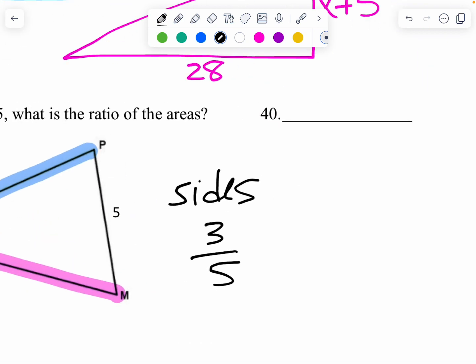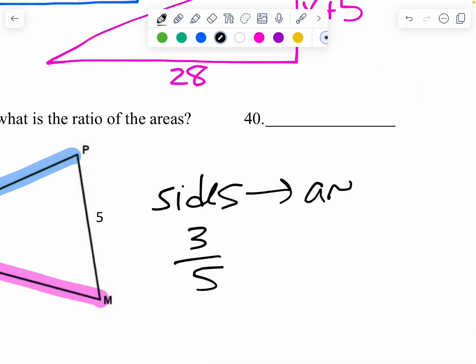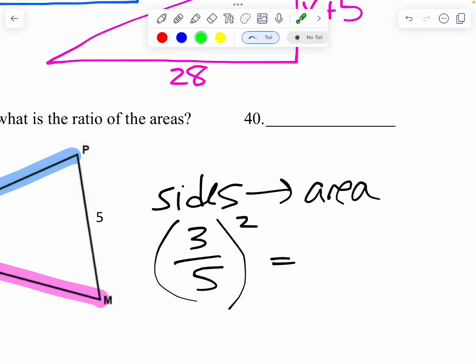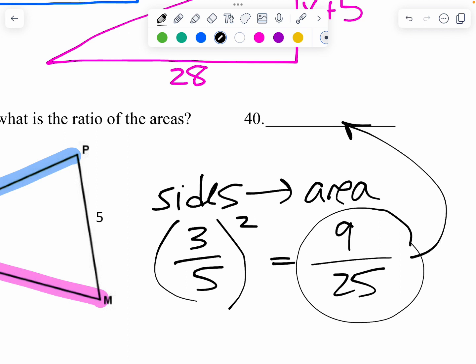But keep in mind that when we measure area, we take the side lengths and we square them. Because area is always in like inches squared, units squared, miles squared, square feet, whatever it is. So we just have to square both of those numbers because I'm going from sides and I need to figure out what the area is, which means square it. So when I take 3 squared, that doesn't mean 3 times 2, it means 3 times 3. You multiply it by itself and you get 9. And then on the denominator, I have 5, and when I square it, it's 5 times 5, which is 25. So 9 over 25 is the ratio of their areas.